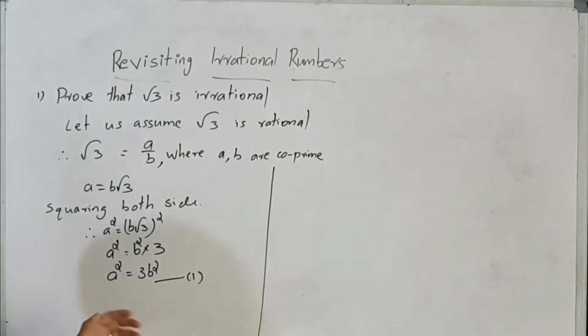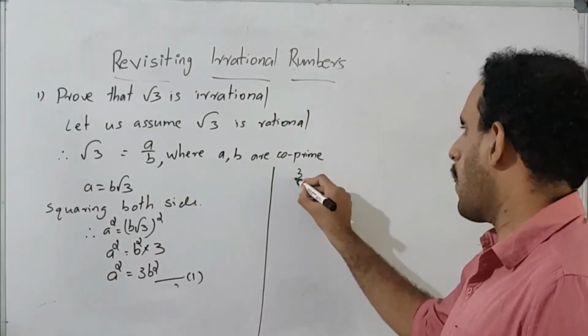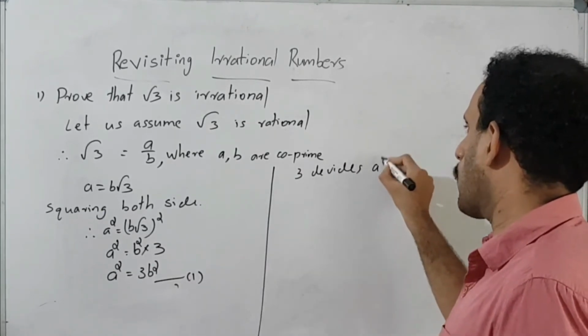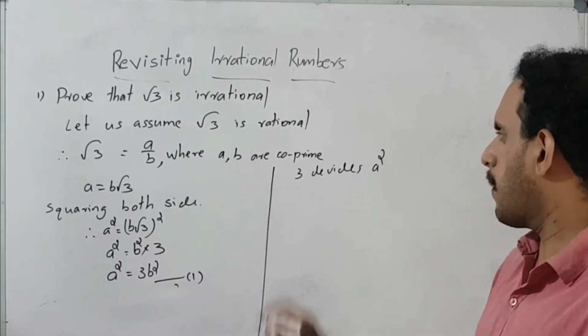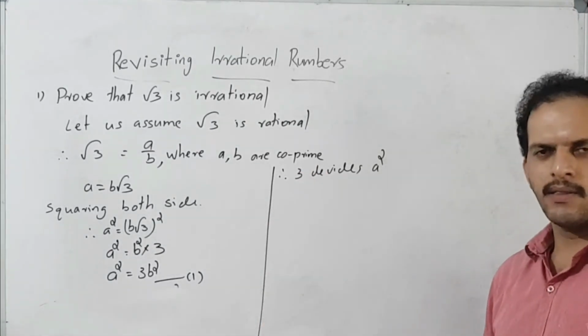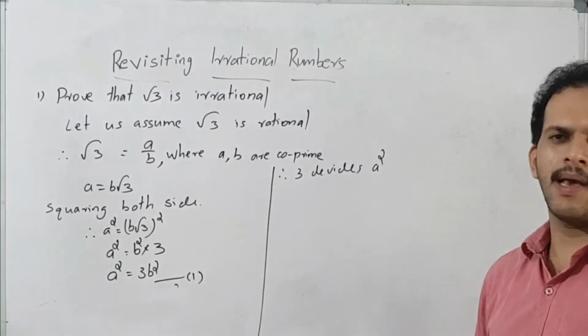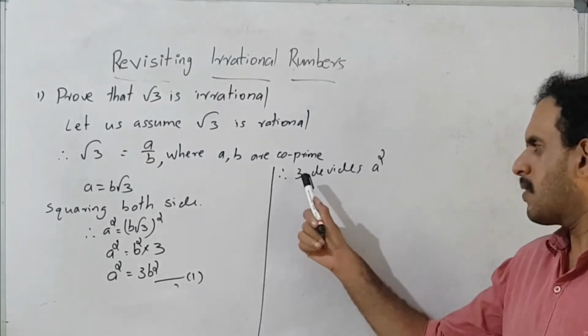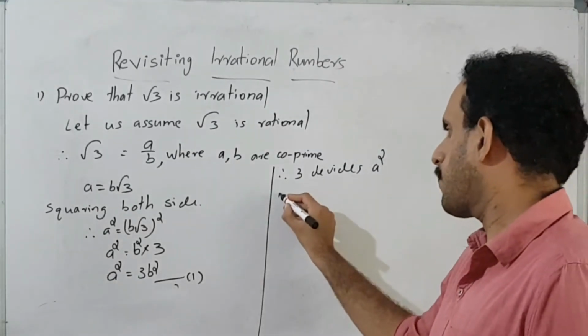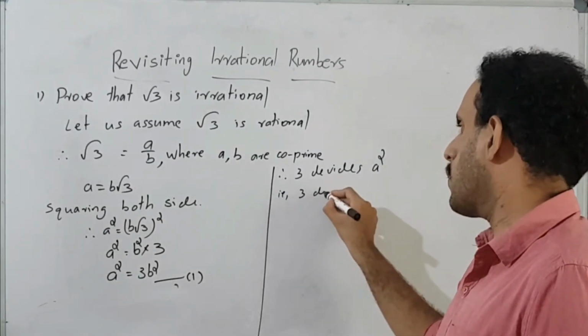If a square is a product of 3, what is the next step, children? So we write a square is possible to divide by 3. That means 3 divides a square. 3 is a prime number that divides the square of a. Then by the statement, what is possible next? So 3 divides a also. Correct. That is, 3 divides a.